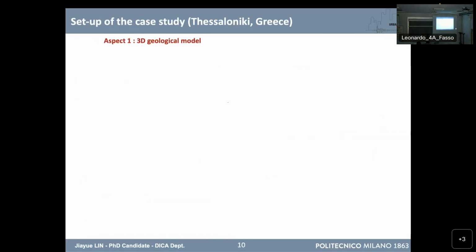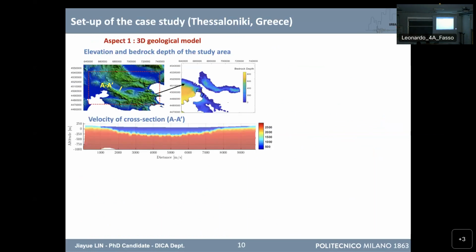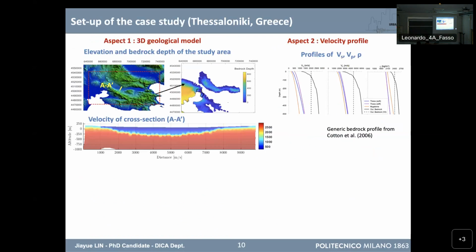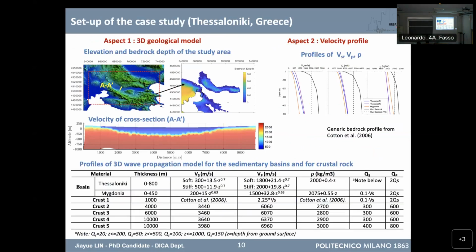In summary, the main updating has two aspects. The first aspect is the 3D geological model, where we make it more realistic. Those two figures show everyone that this is more realistic than before. And the second aspect is the velocity profile. In summary, this is the profile of the 3D wave propagation model of my 3D numerical models.